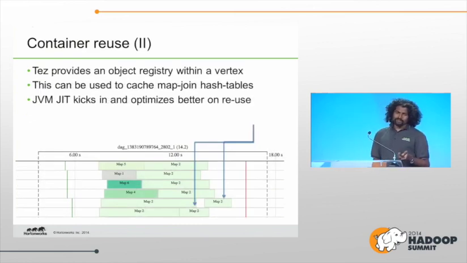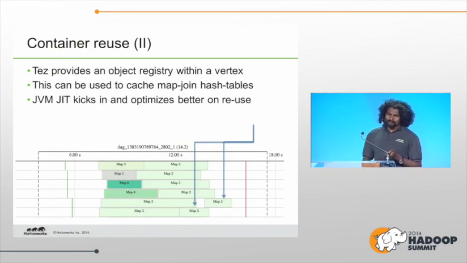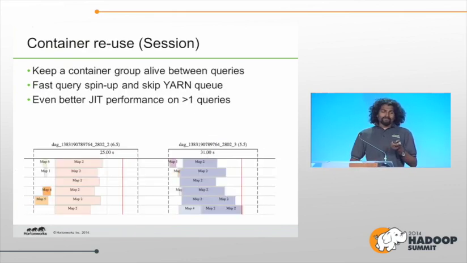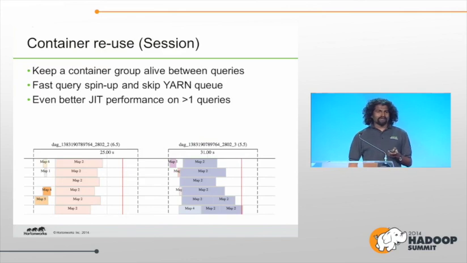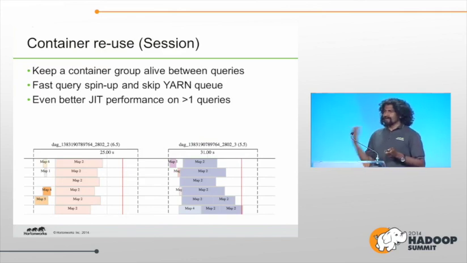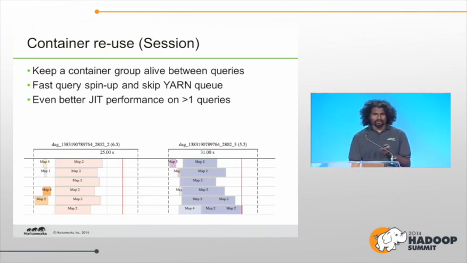Then we have container reuse, which uses the same container to run parts of the same DAG, and parts of multiple queries. As you keep running more queries in the same container, it actually gets faster because the JIT gets better and better at recognizing the common patterns you use and starts optimizing for code paths you never take. The most classic example is debug logging.